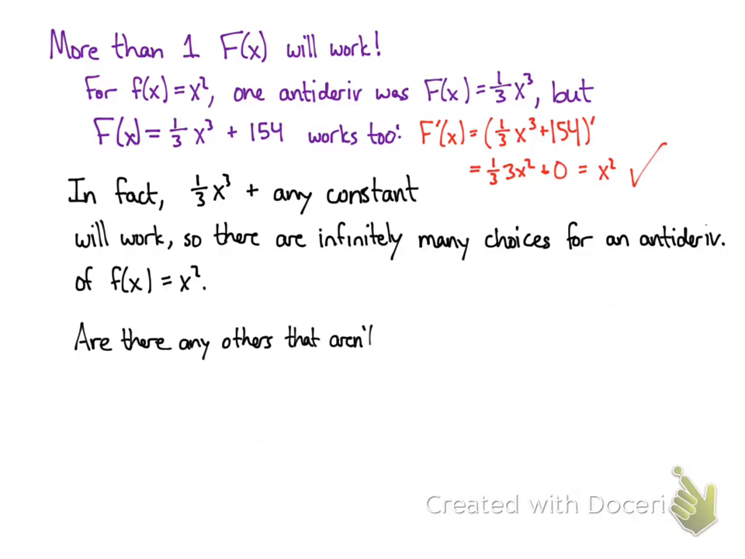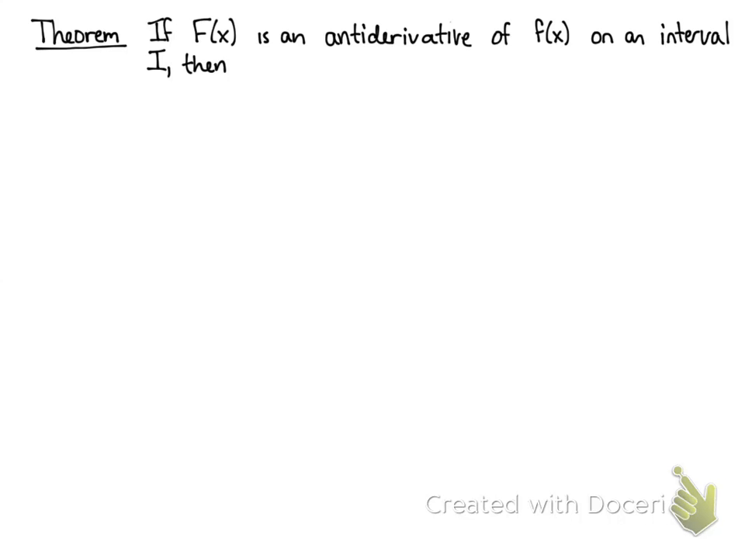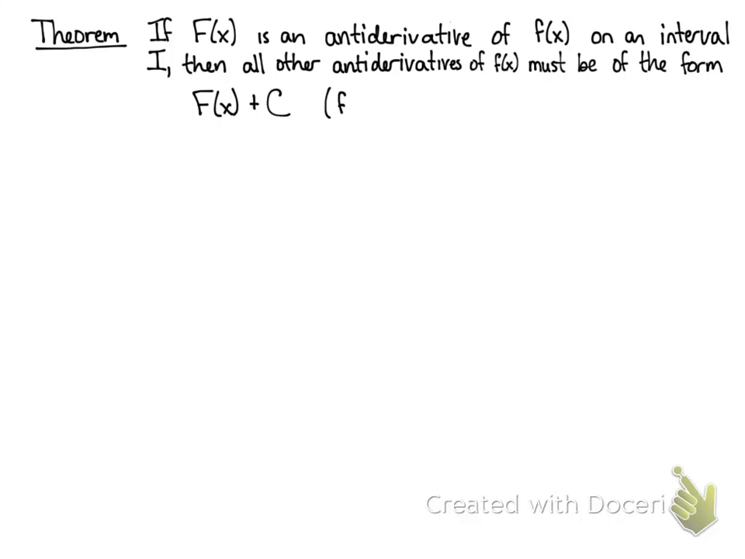So a natural question is, maybe there are even more. Maybe there are other antiderivatives that aren't 1/3 x cubed plus a constant. But in fact there aren't. And here's why. It comes in the form of a theorem. This theorem says, if I have any antiderivative of f of x on an interval, then all the other antiderivatives have to be just like mine, but plus a constant.